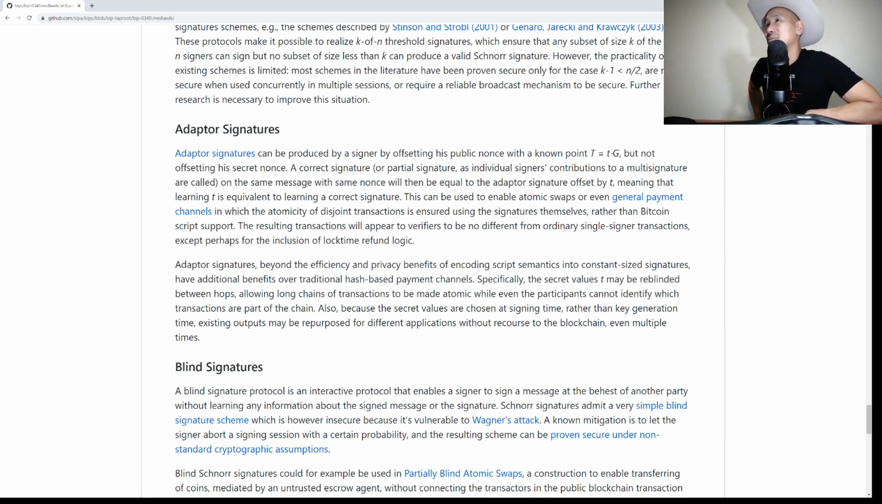Adapter signatures, beyond the efficiency and privacy benefits of encoding script semantics into constant size signatures, have additional benefits over traditional hash-based payment channels. Specifically, the secret values t may be reblinded between hops, allowing long chains of transactions to be made atomic, while even the participants cannot identify which transactions are part of the chain. Also, because the secret values are chosen at signing time rather than key generation time, existing outputs may be repurposed for different applications without recourse to the blockchain, even multiple times. So it does allow a lot more flexibility for something like the Lightning Network, in other words.